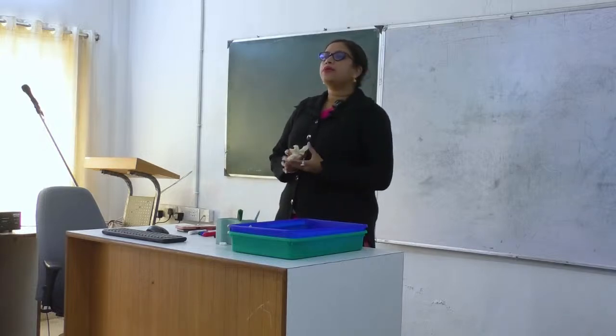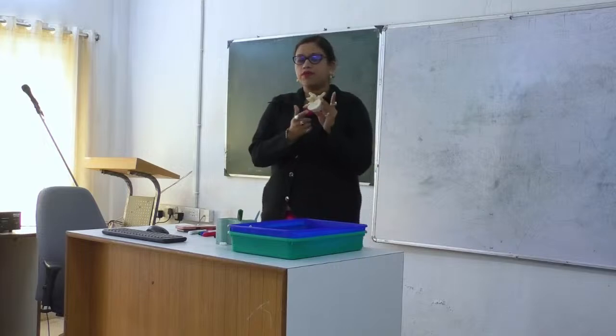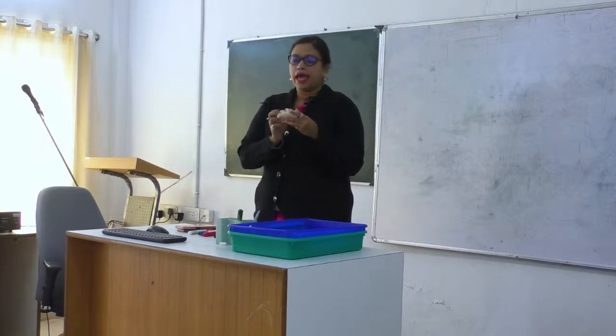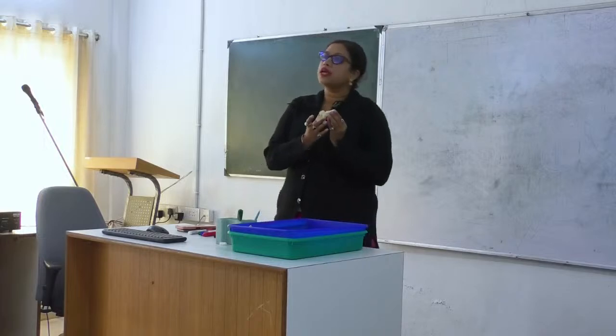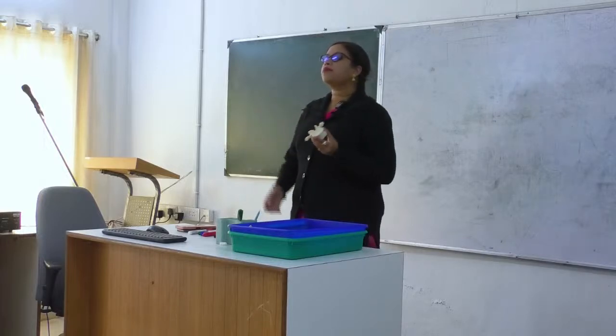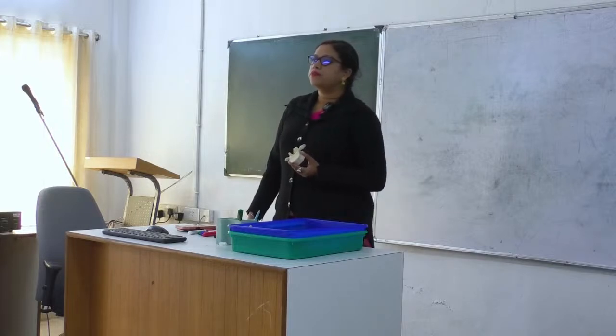So basically the vertebra has one vertebral body. See everyone, this is the vertebral body, and backwards we have the arch, which is also known as the neural arch. So how does the vertebra develop?